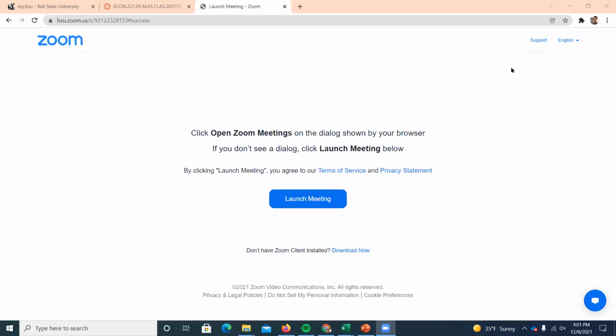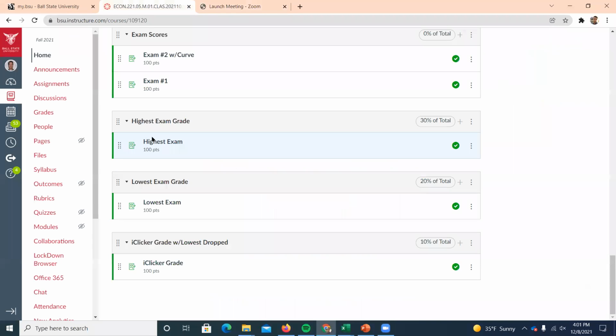So, a couple things off the top. I went in, and every kind of absence that could be excused was identified as excused in here. And then I took your lowest 3 iClicker scores and dropped those. So this iClicker grade that's showing up now should reflect what your final iClicker grade will be, with the lowest 3 dropped.